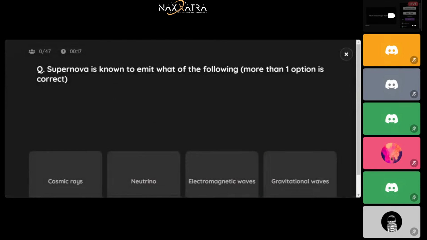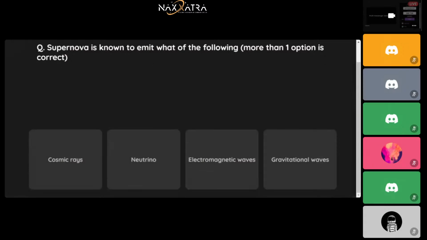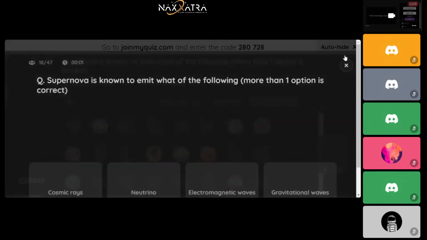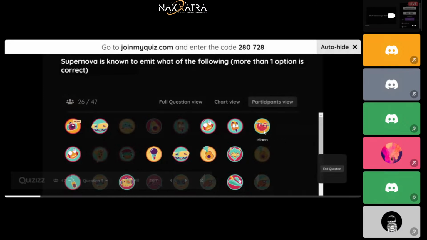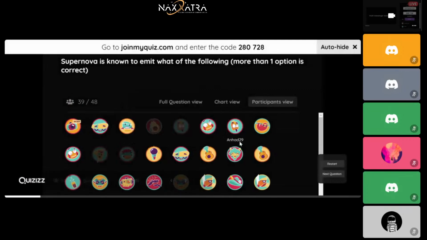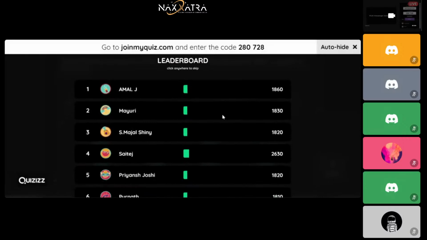Supernova is known to emit which of the following? More than one option is correct. Is it cosmic rays, neutrino, electromagnetic waves, and gravitational waves? Which are the correct options? Fast, the timer is gone. Many have not been able to answer. So I'll go to the next question. Before that: supernovae are very huge cataclysmic events that can produce all the types of messengers. They are cosmic rays, EM waves, neutrinos, even gravitational waves.